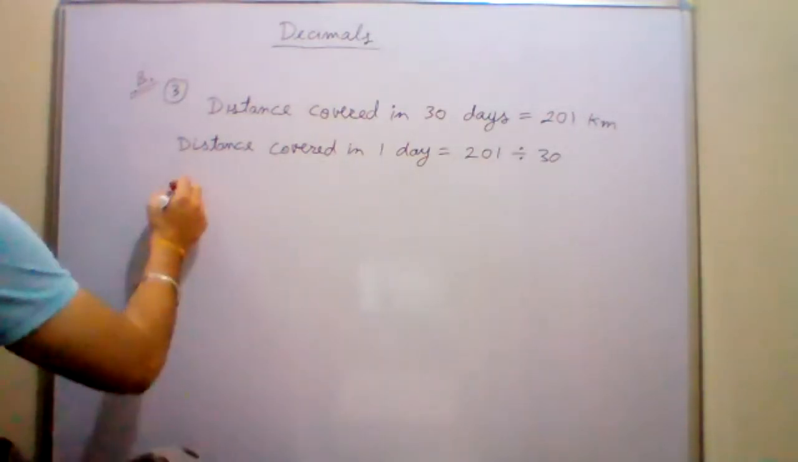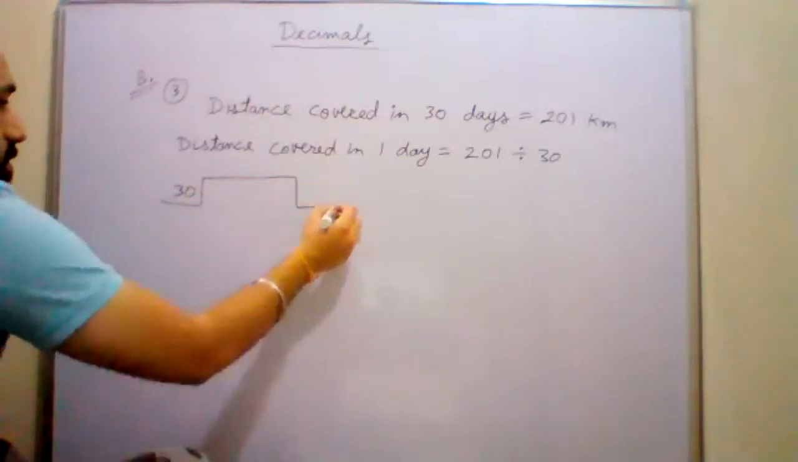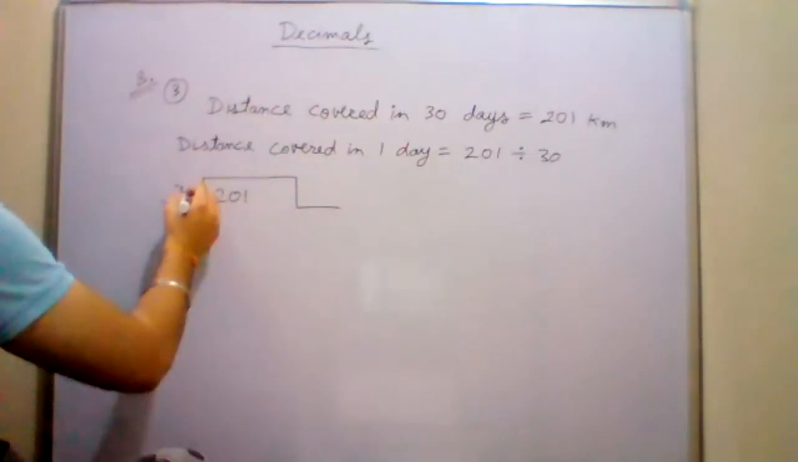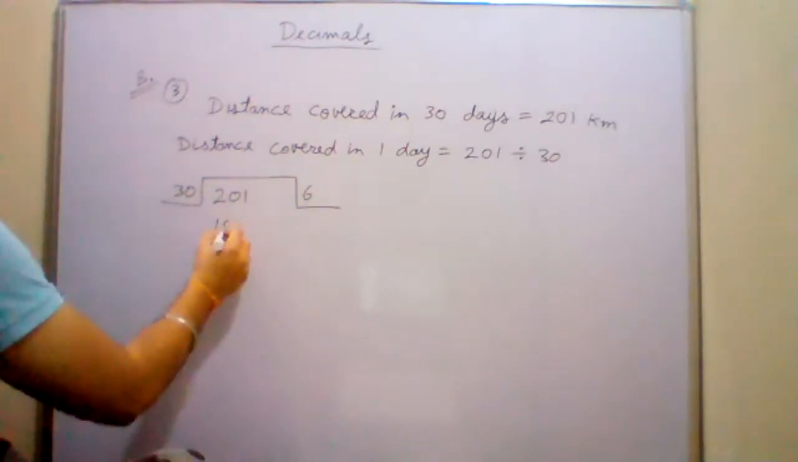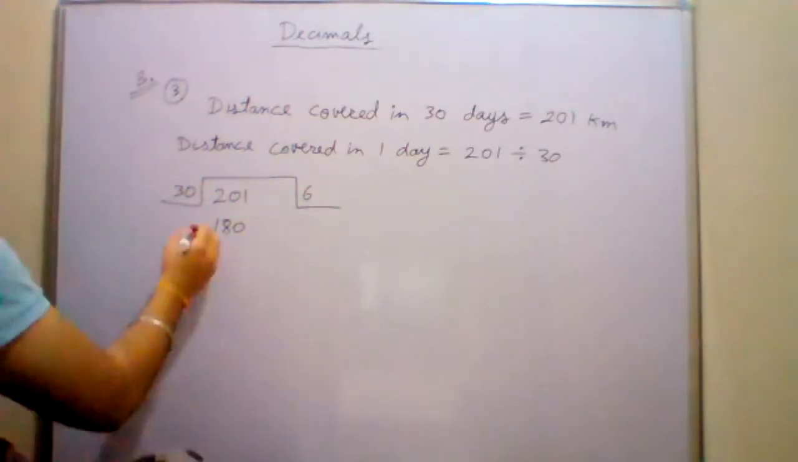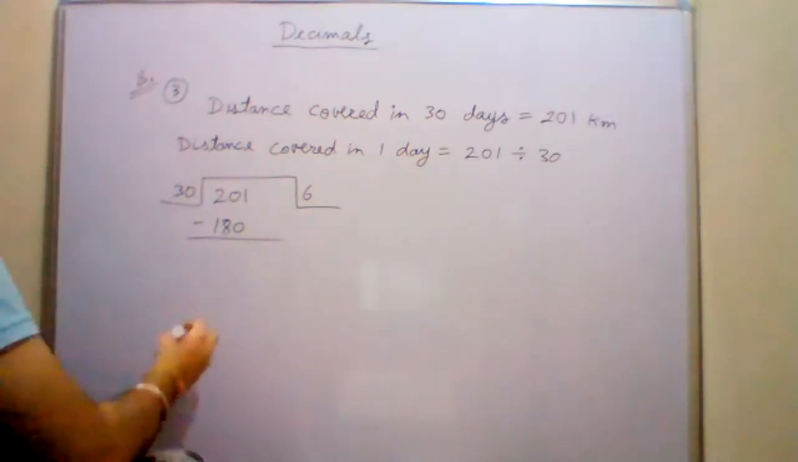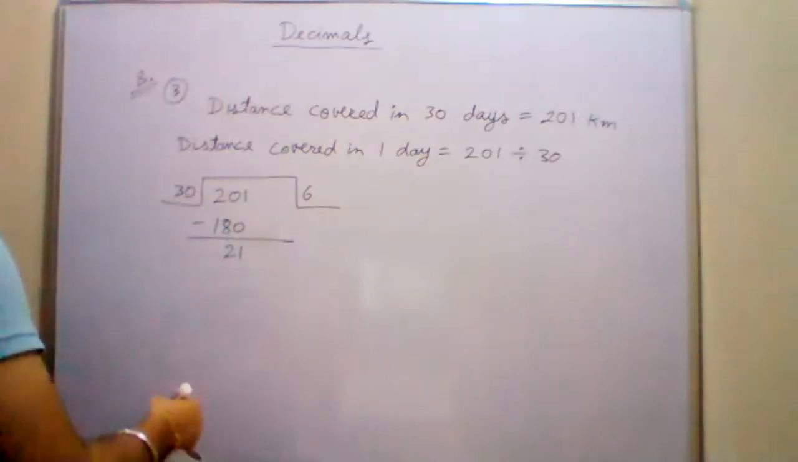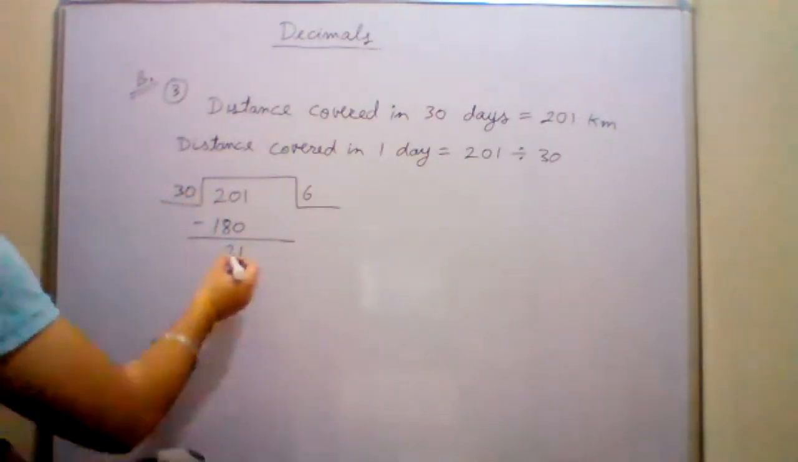Now, let us divide 201. So how many times will it go? 30 into 6 is 180. 6 times it will go, 180. So the difference is 21. 21 is the difference. Now 21 is smaller than 30. The remainder is not 0.